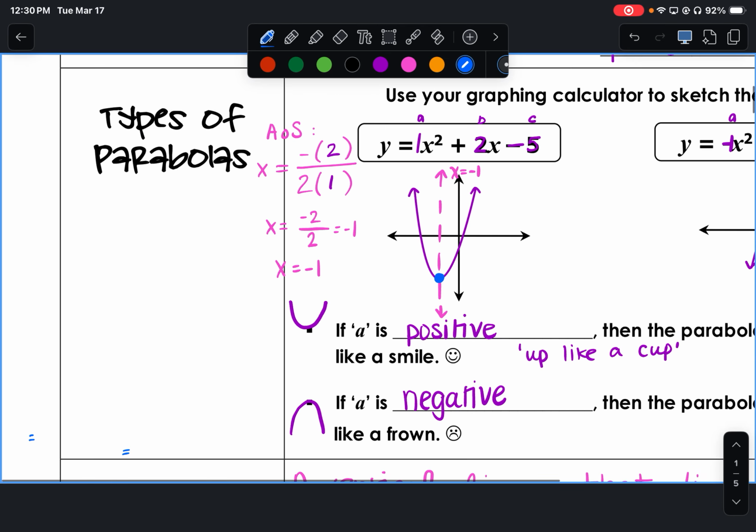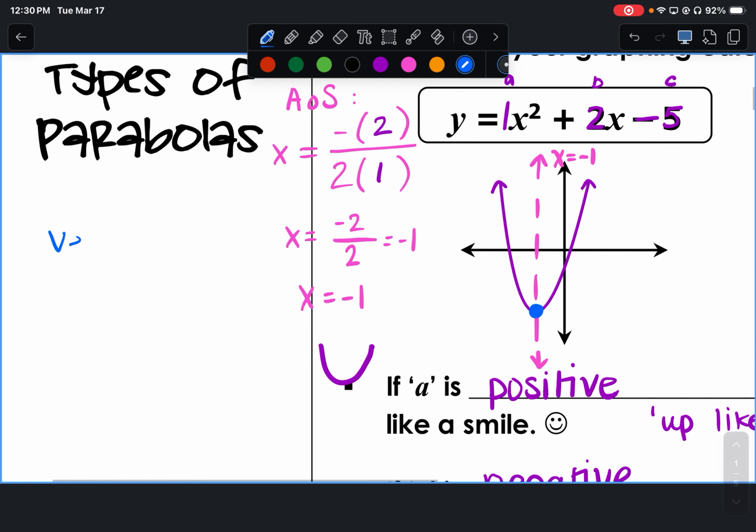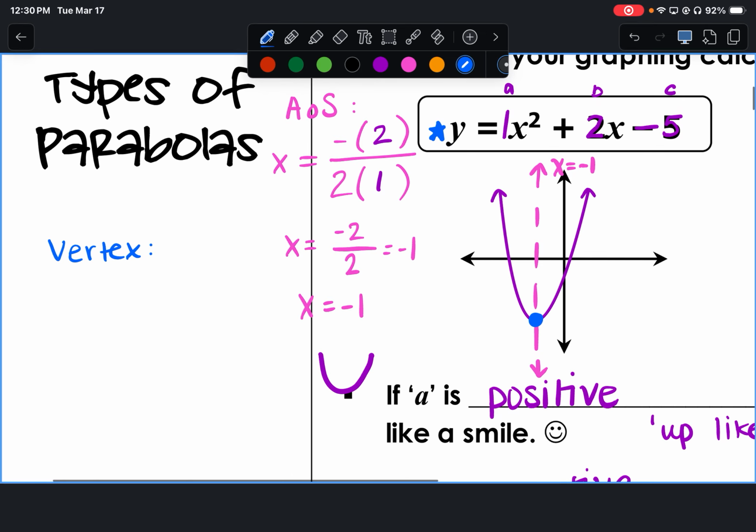So back up here, we are going to find our vertex, okay? So we're going to take our original equation, which is y is equal to x squared plus 2x minus 5, and we're going to plug in a value for x. So we're going to go ahead and set this up. Y equals x squared plus 2x minus 5. And what do I need to plug in for x? -1. That value we just found for our axis of symmetry is what we're plugging in.